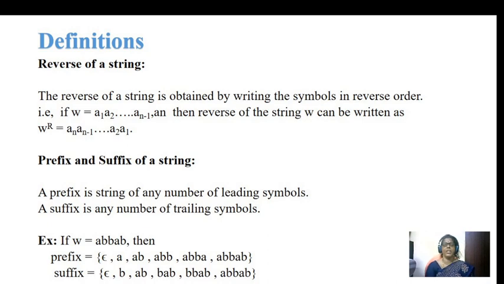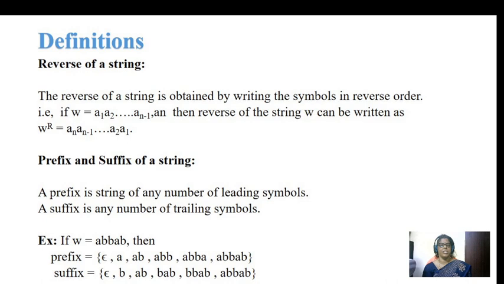Prefix and suffix of a string. A prefix is a string of any number of leading symbols, and a suffix is any number of trailing symbols. That means taking from the reverse order gives a suffix, and taking from first to last gives a prefix. Here W equals ABBAB, a word or string given. The prefix of this word always includes the empty string, also contained in the word. Epsilon is the empty string.